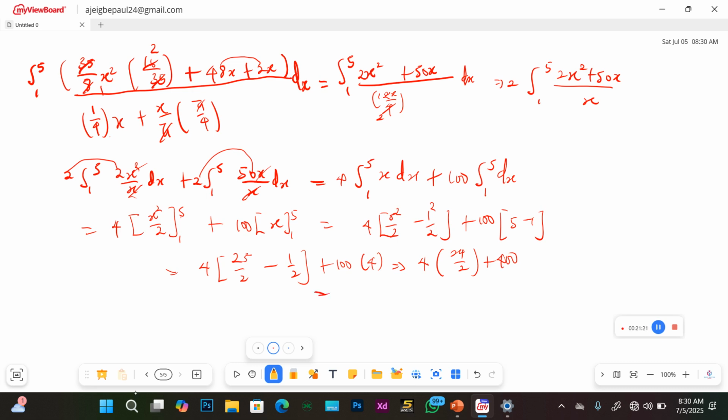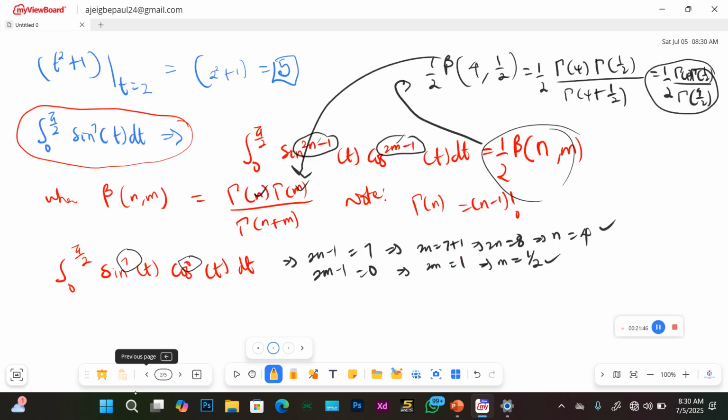So this will be equal to, now 2 in 24 is 12. So we have 4 into bracket 12 plus 400. And then 4 times 12 will give us 48. So this will be equal to 48 plus 400. And then 48 plus 400 will give us 448. So that's the answer to that beautiful integral.